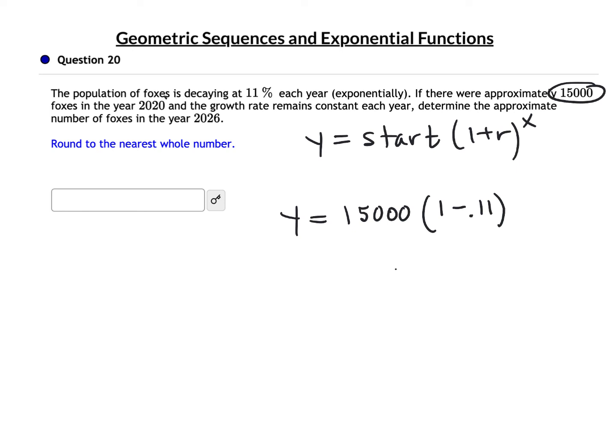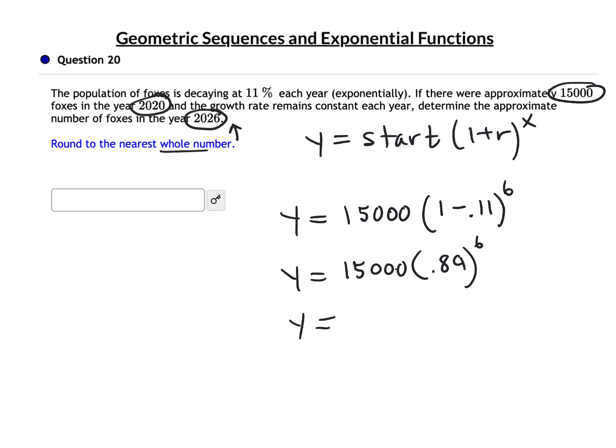We have to figure out the time. We began in 2020. And we're looking for the population in 2026. Subtract those. That's to the power of 6 years. This is y equal 15,000 times 0.89 to the power of 6. And that ends up being, to the nearest whole number, 7,455 foxes.